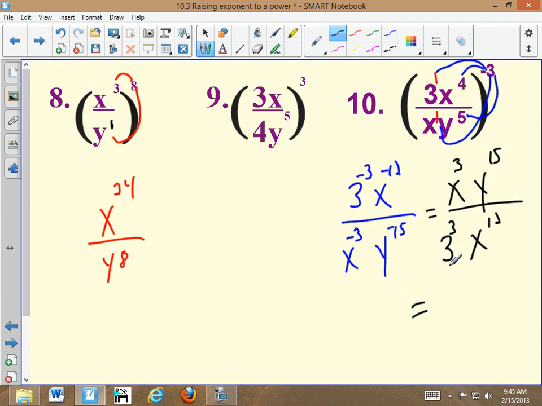Now, 3 to the 3rd is 3 times 3 is 9 times 3 is 27. So that's 27. I have 12 x's here, 3 x's here. Move the smaller to the bigger. Make it the opposite sign. It's positive 3, so now it becomes negative 3. So that gives me x to the 9th power. y to the 15 stays up here. There's no other y's. Okay?